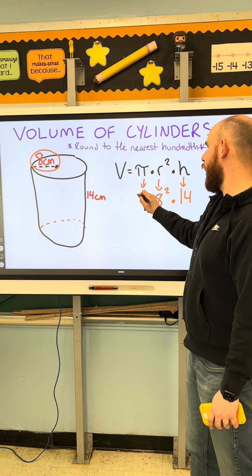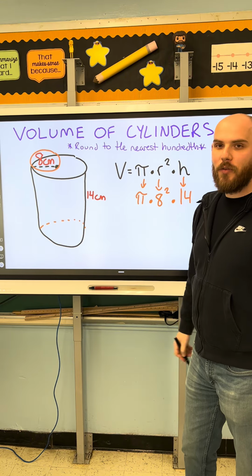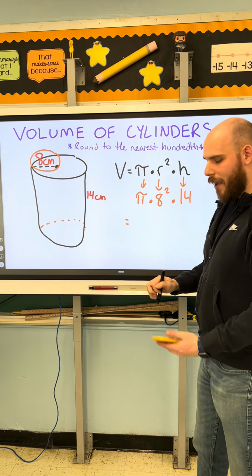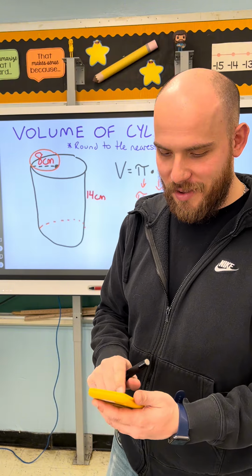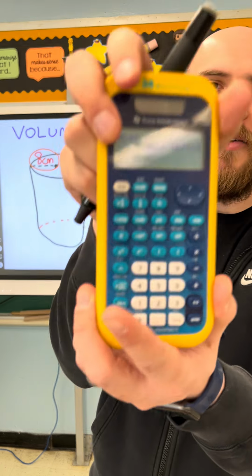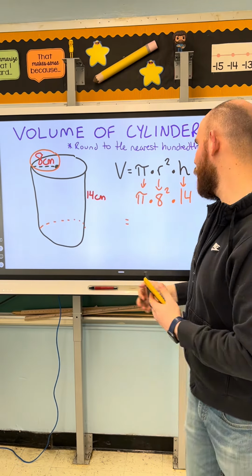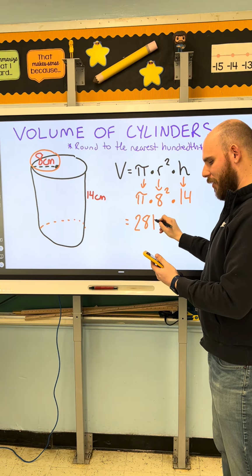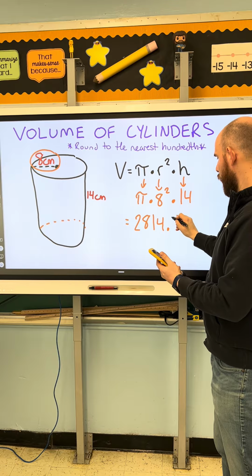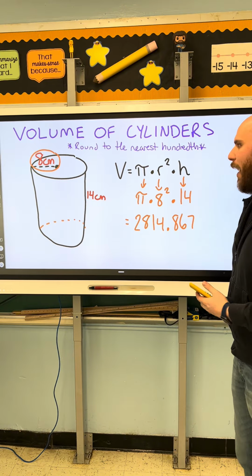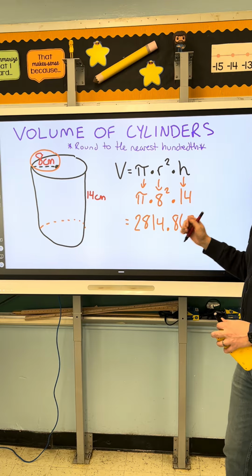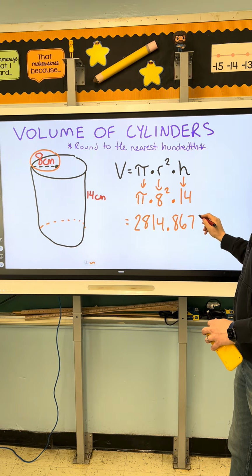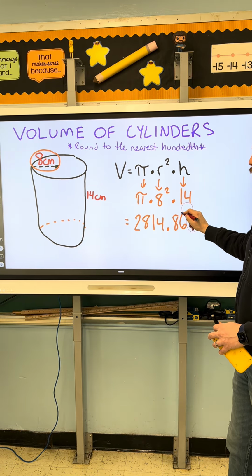So I'm just gonna bring this down like this, and now I run these calculations. What do I get? Pi times 8 squared times 14. And we get, wow, look at that. That's a big number. So I'm gonna write down everything that I got here, and then the first 3 digits after the decimal, because now I can round to the nearest hundredth. Hundredth means 2 decimal places, by the way. So I'm gonna take this 7 and use it to round this 6.